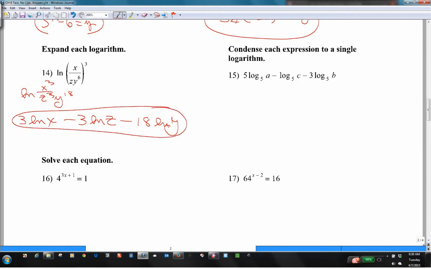Okay, the next one is we are condensing them. So anything that has a plus in front of it will be a numerator. Anything that has a subtraction will be a denominator. So I'm going to combine all that into one logarithm, log base 5. The a will be a numerator because it has a plus in it, and the 5 will be its exponent. The c will be a denominator because that logarithm is subtracted. It does not have any exponent on the c. And then the b would also be subtracted because it has a negative, and that would be b cubed. And those would all be under the log in the same logarithm.